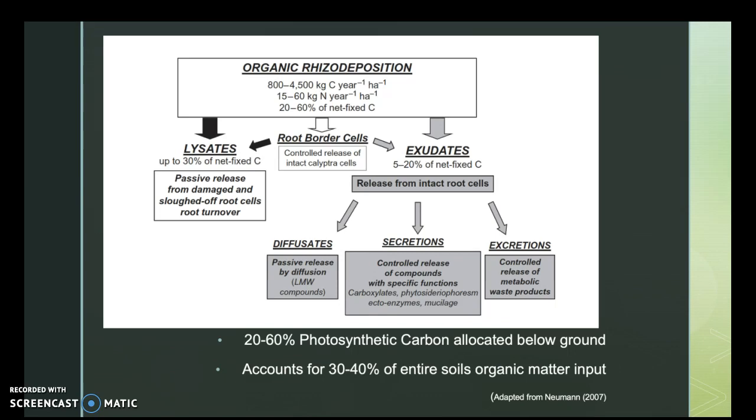The figure above, adapted from Newman 2007, illustrates the subdivisions of different forms of rhizodeposition. Of the total photosynthetic carbon that a plant synthesizes, 20 to 60%, depending on the species, is allocated below ground. Not only does this play a crucial role in plant health and microbiome dynamics, but these substances account for 30 to 40% of all organic matter input in soil.